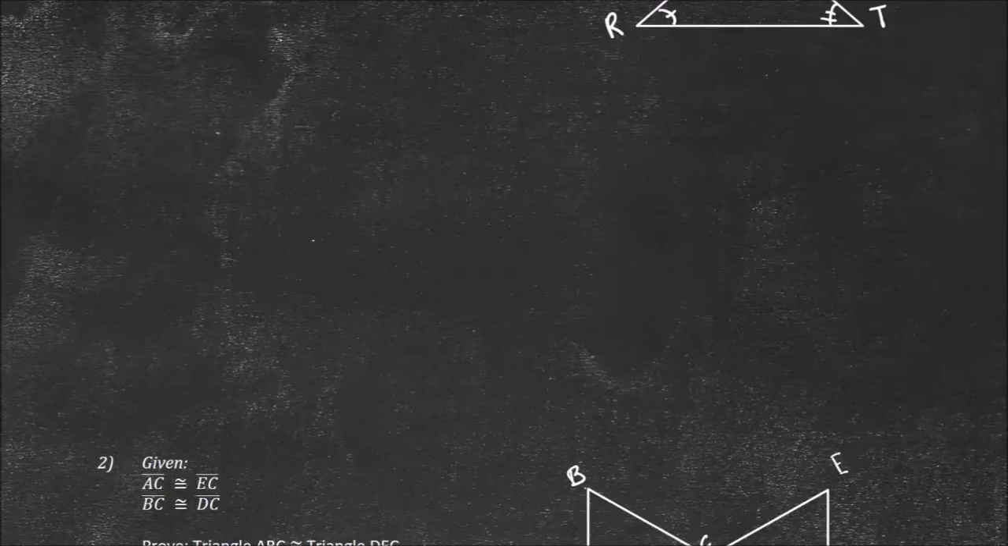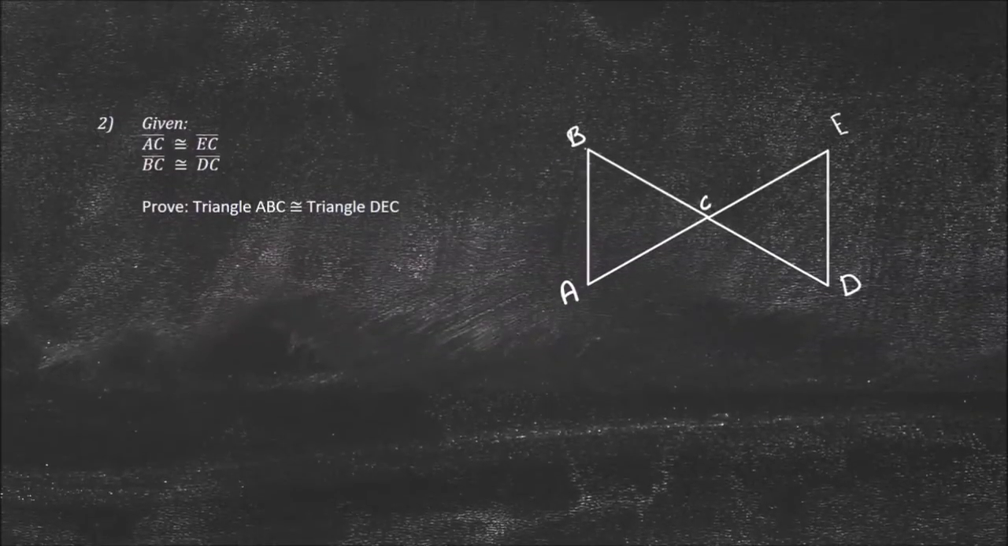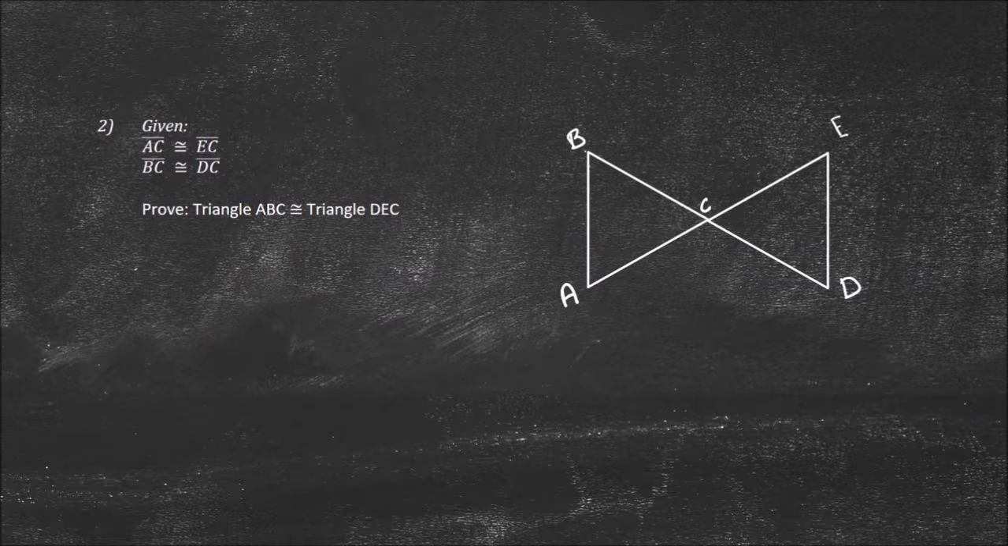And now the next one's not going to be as easy. You're going to have to actually use one of the things we've talked about here, one of our rules. And this is more of a typical two-column proof. You're going to be given something, you're going to have to go through some steps, and eventually you're going to be able to prove that they're congruent.